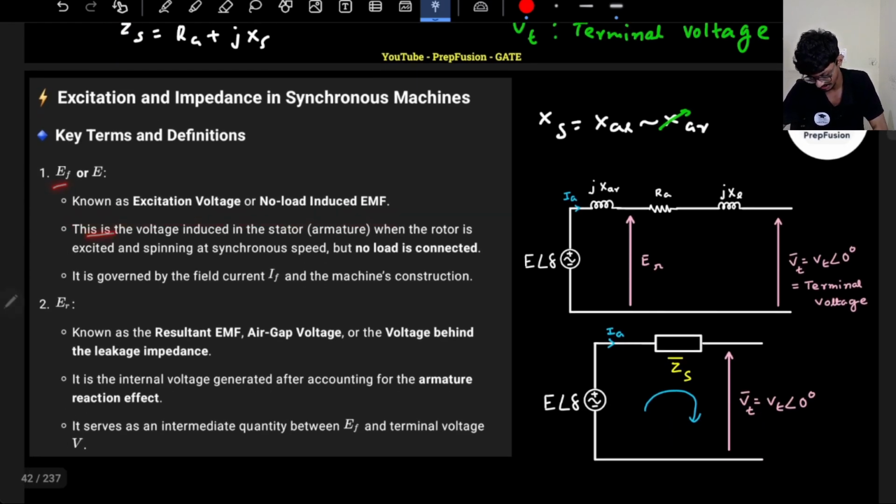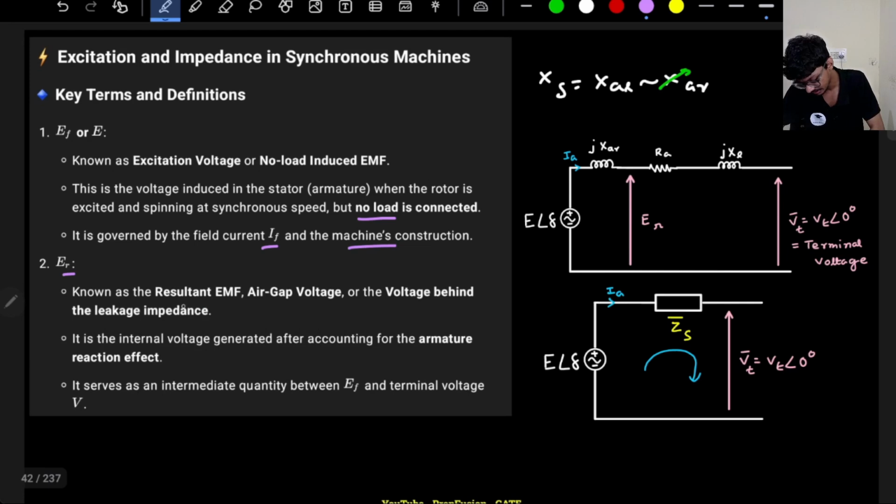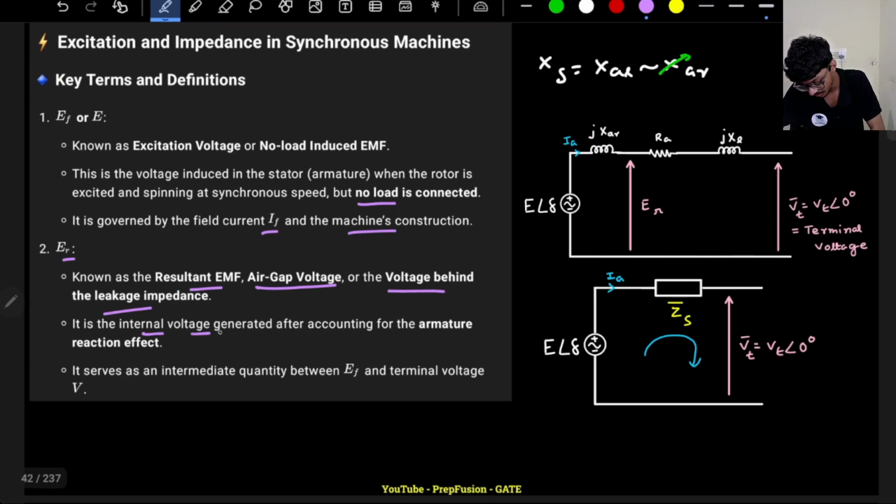So EF is known as the excitation voltage. This is the voltage induced in the stator armature when the rotor is excited and spinning at synchronous speed when no load is connected. It is governed by the field current and the machine's construction. ER is the resultant EMF, air gap voltage or voltage behind the leakage impedance. It is the internal voltage generated after accounting for armature reaction.